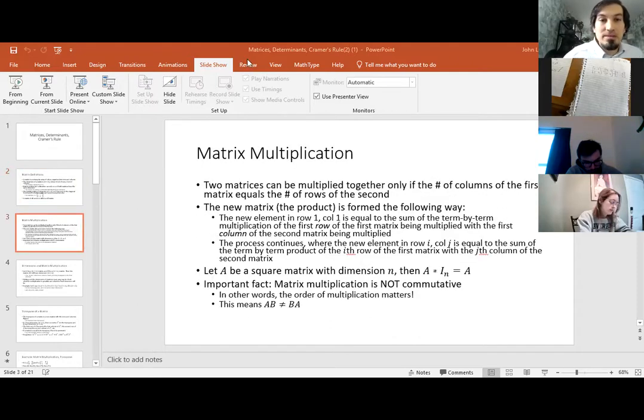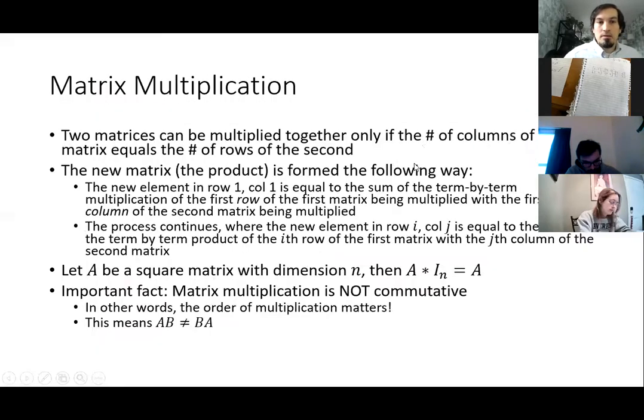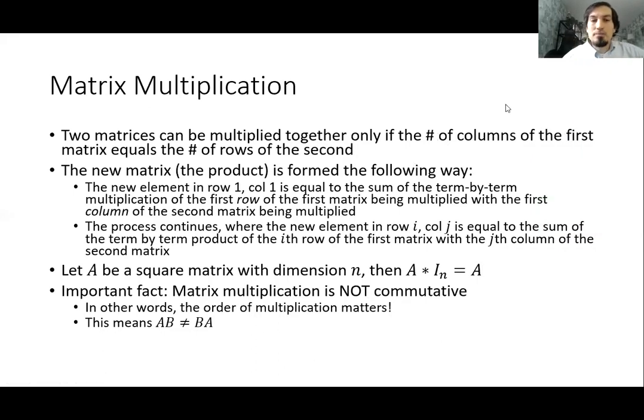Let's talk about matrix multiplication now. I want you to be able to see this current slide. Matrix multiplication: two matrices can be multiplied together only if the number of columns of the first matrix equals the number of rows of the second. So this is not the same as addition or subtraction, where the dimensions had to be exactly the same. It's no longer the case. For multiplication, you don't have to have the same dimension, but this property has to be true: the number of columns of the first matrix being multiplied has to equal the number of rows of the second matrix being multiplied.